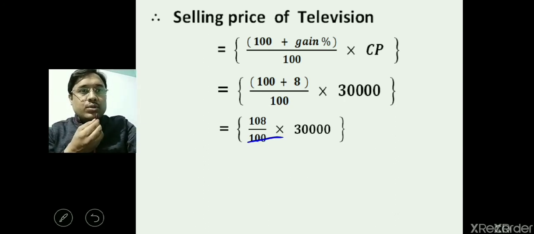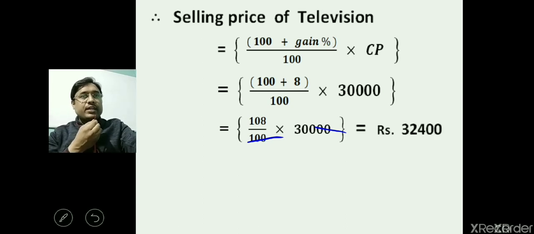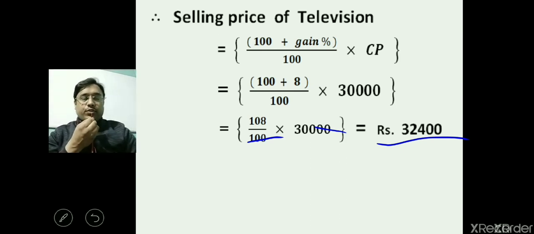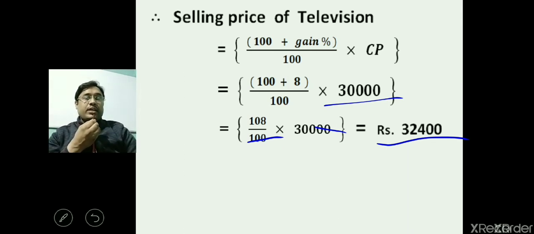These two zeros you will cut first. Now what is remaining? 300 into 108. So 300 into 108 means 3 into 8, 24. You will get 32,400. That means 32,400 is the selling price of the television. The cost price was 30,000 and the selling price is 32,400. That means here is a gain of 2,400. 32,400 is greater than 30,000 by 2,400. So the gain on the television is 2,400.